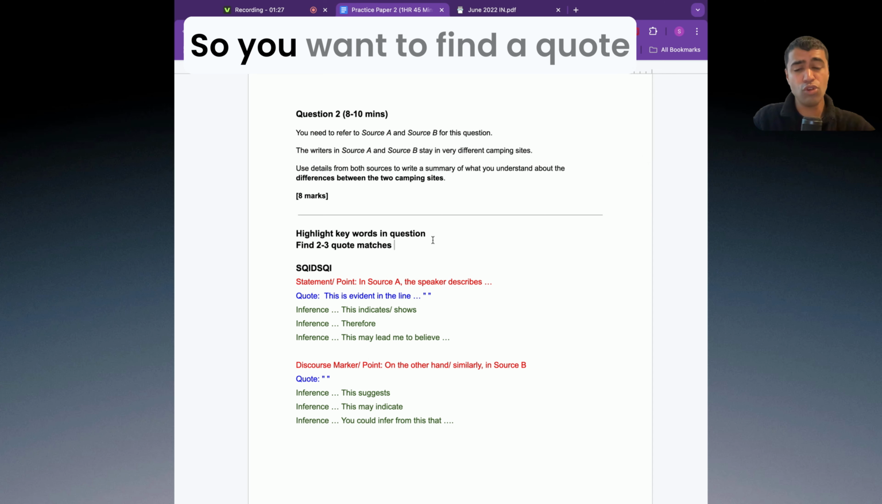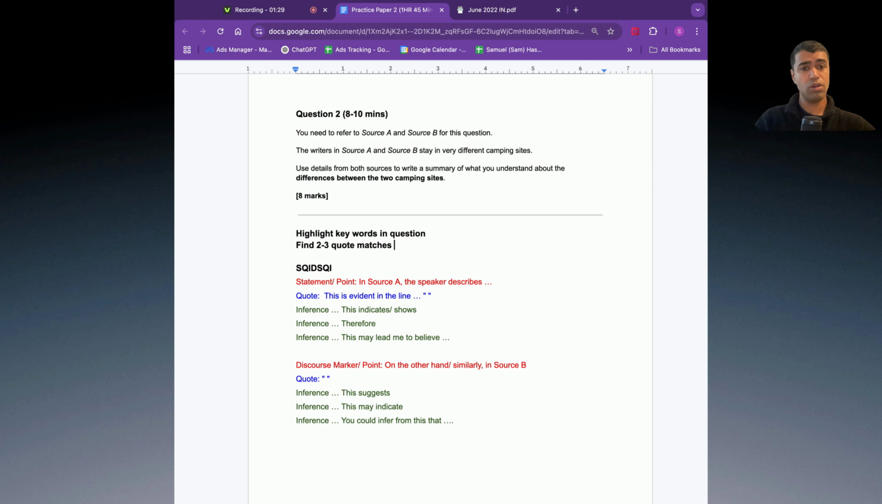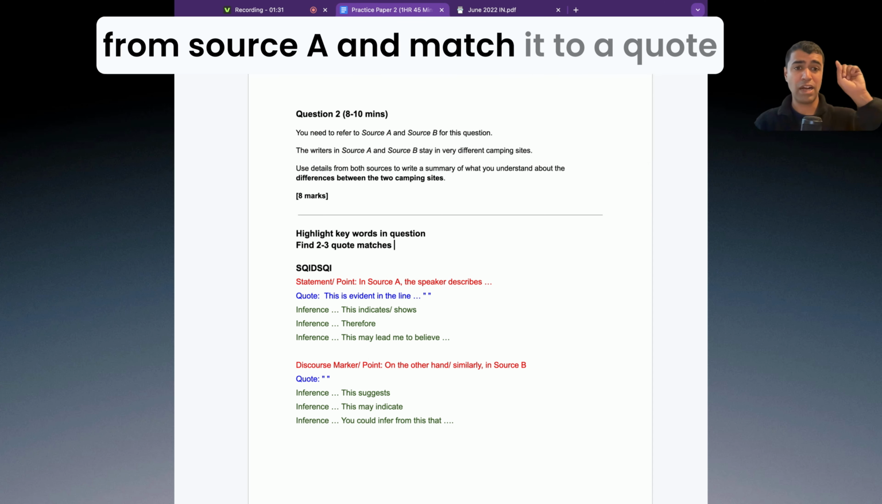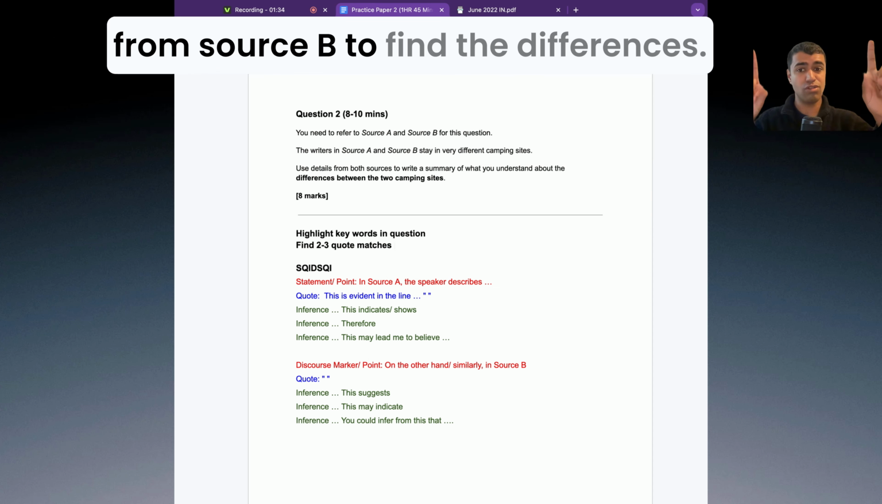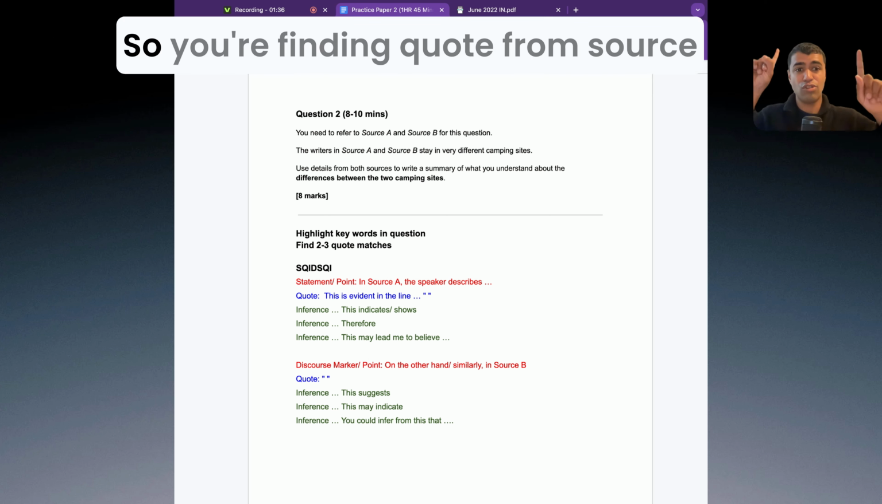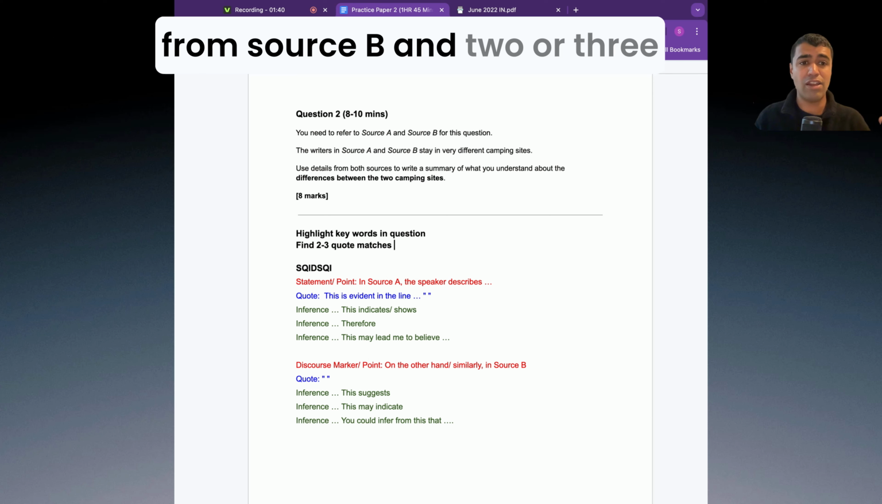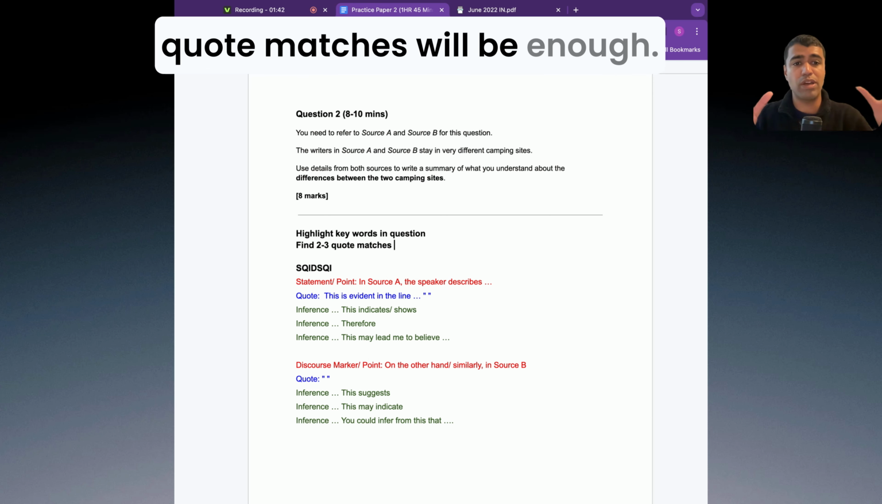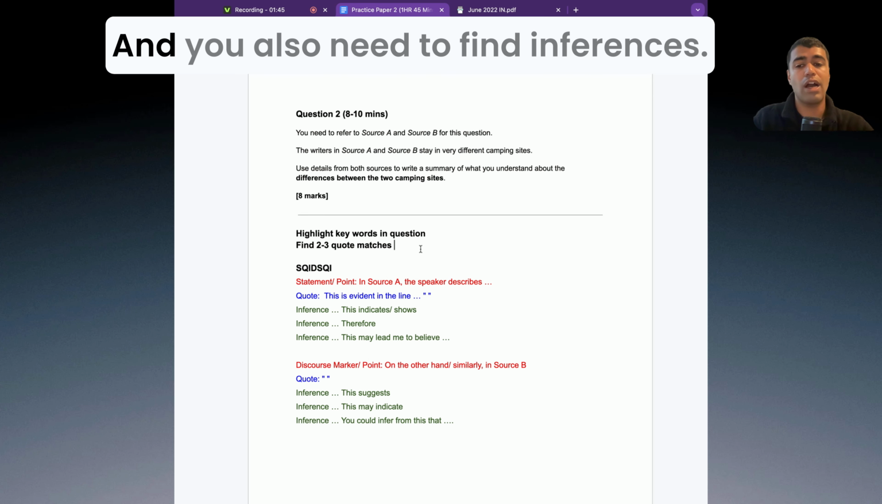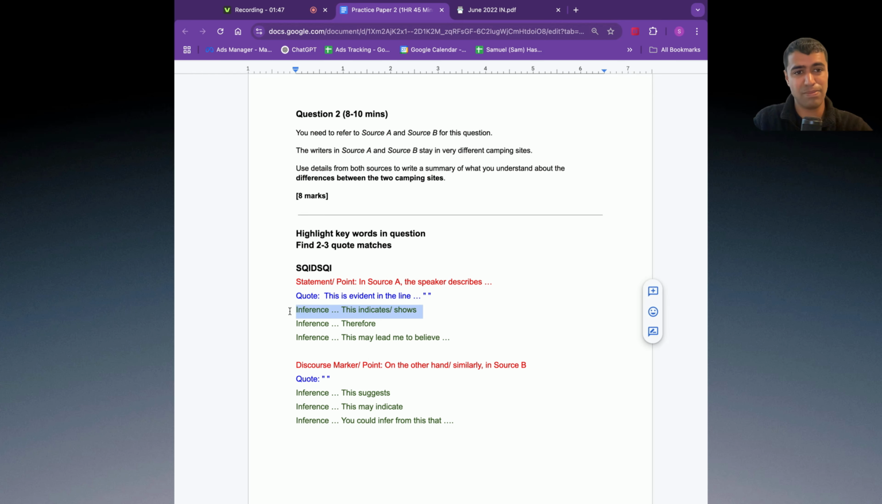So, you want to find a quote from source A and match it to a quote from source B to find the differences. So you're finding a quote from source A, then matching it to a quote from source B. And 2 or 3 quote matches will be enough. And you also need to find inferences.